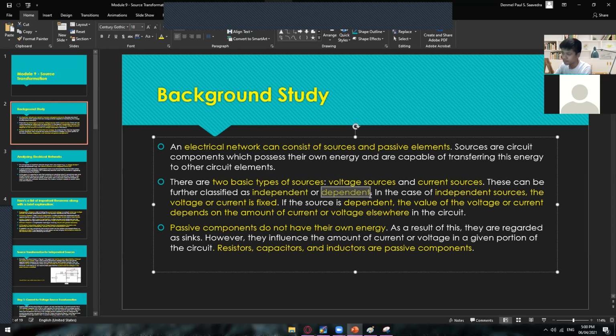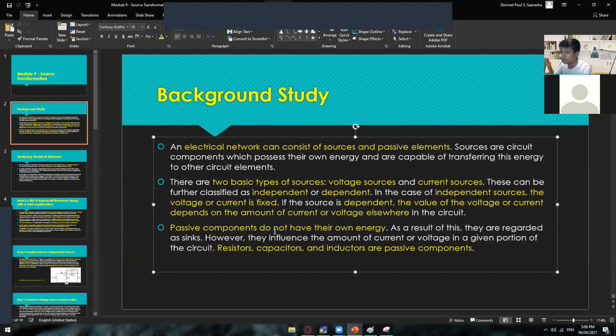For the first time in our course, we're going to use dependent sources. When we say dependent, it depends on another component. Say we need to have the current before we can solve the voltage for that dependent source. In the case of independent sources, the voltage or current is a fixed value. But for dependent sources, the value of the voltage or current depends on the amount of current or voltage elsewhere in the circuit. That's why it's called dependent.